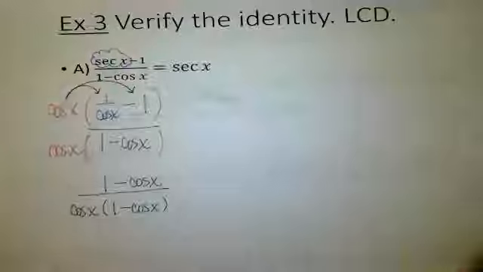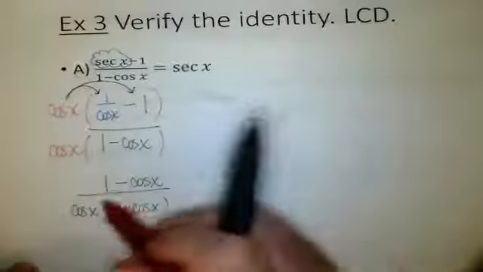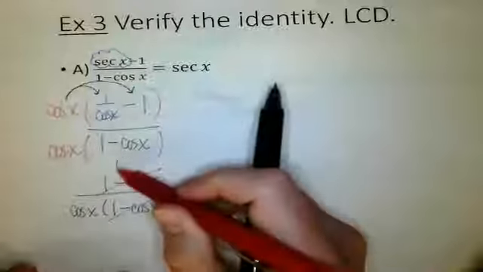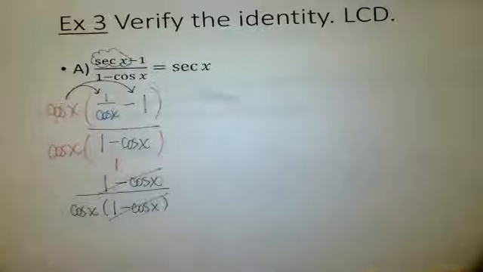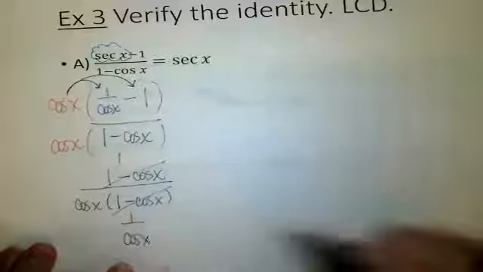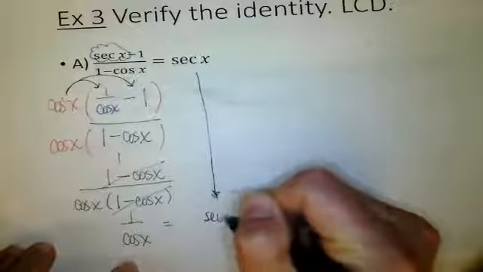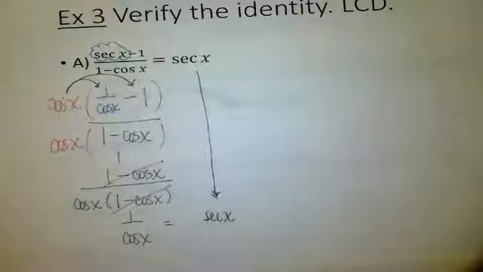You'll notice I didn't distribute that one. Why not? Yeah, 1 minus cosine of x reduces on top and bottom. And we get 1 over cosine of x, which is secant of x. Isn't it crazy? I find this stuff really like, oh, wow, look at that. It's amazing. It's all related. Everything with triangles is related.